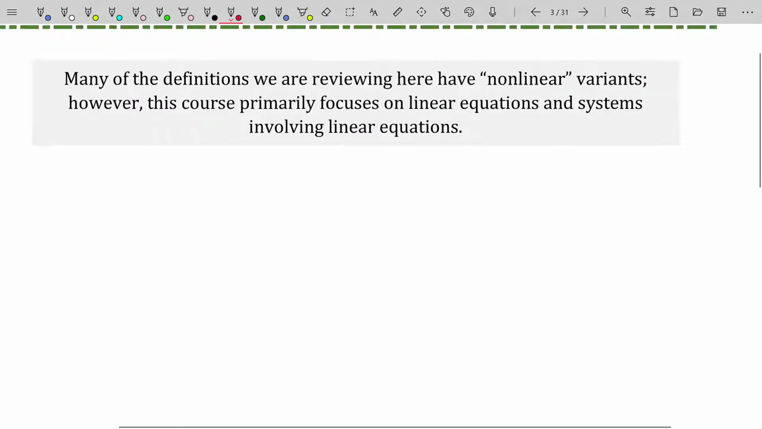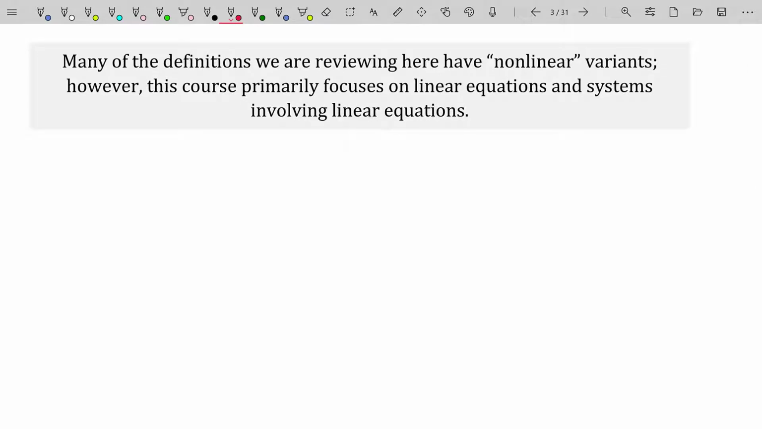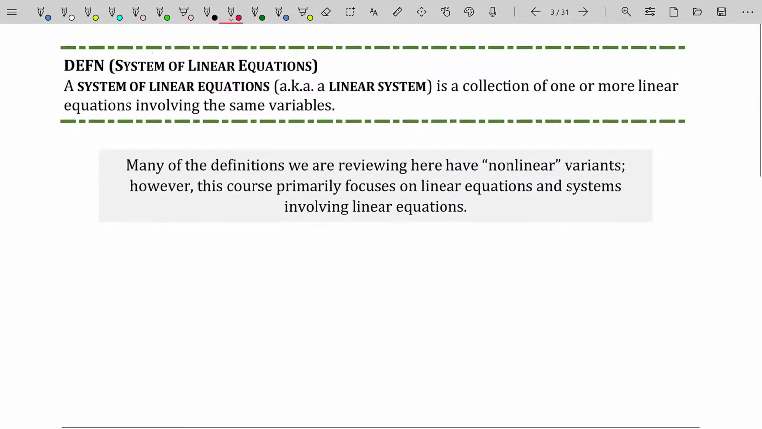Now, just a heads up, when you're going through linear algebra and you're reviewing all these definitions, it is important to note that many of the definitions that we're reviewing actually have non-linear versions as well. So there is such a thing as a system of non-linear equations. However, that's not the purview of linear algebra. So we don't really talk about that here. Just giving you a heads up.